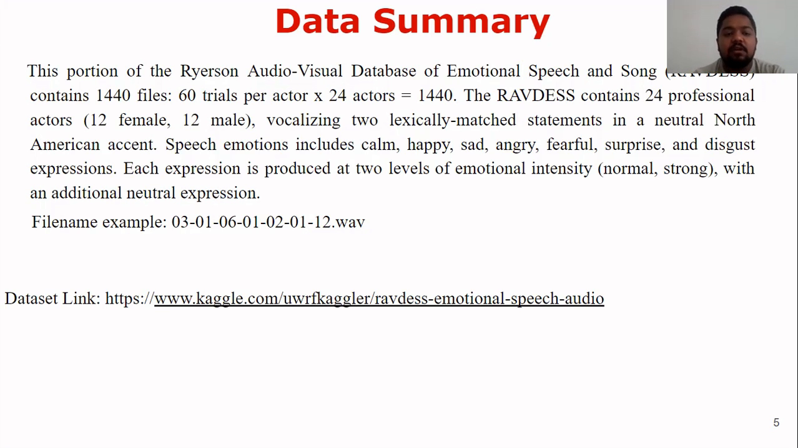Each expression is produced at two levels of emotion intensity, normal and strong, with an additional neutral expression. This is an example of what our data set looks like.